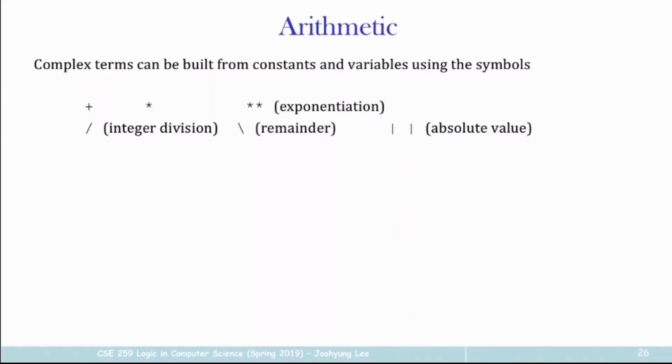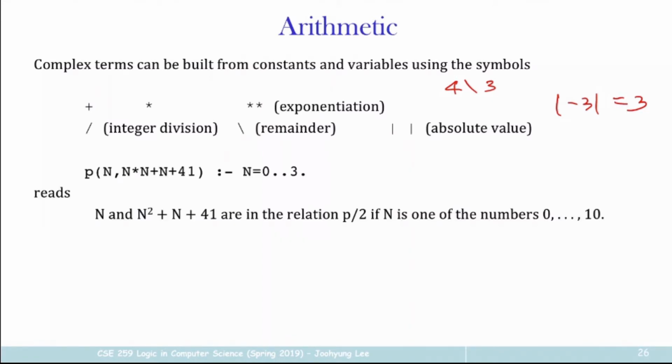If you use the backslash, it is actually opposite. Clingo will return the remainder. So what is 4? If you write 4 backslash 3, what should Clingo return? 1, because when you divide 4 by 3, the remainder is 1. And you can also use absolute values. So if you write |-3|, this returns 3. So these are the symbols that you can use.